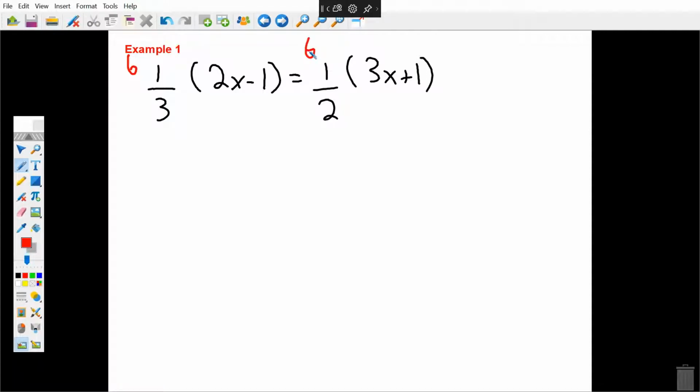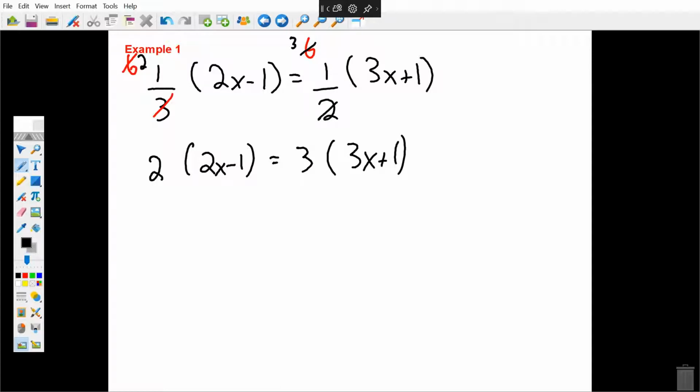What this will accomplish: 6 and 3 cancel out, leaves us with a 2, and 2 times 1 is, of course, 2. 2x minus 1. Here, 6 divided by 2 is 3. 3 times 1 is 3. 3x plus 1. Now, the question looks a little bit simpler, right?